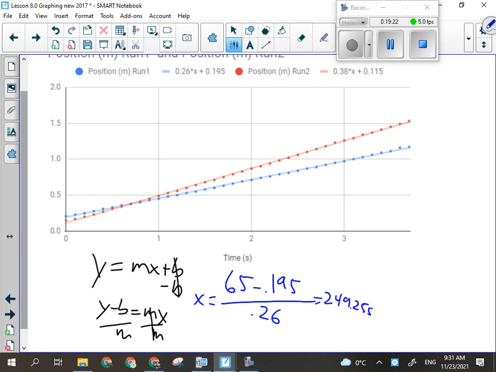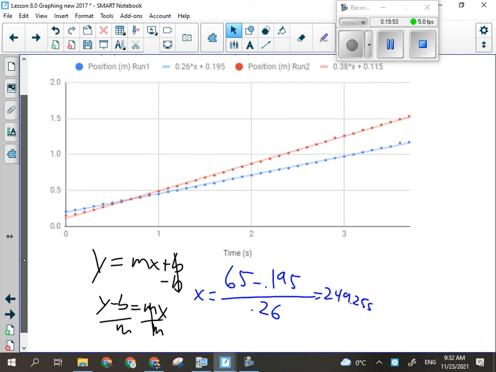Okay, if you didn't get that answer, you didn't quite do everything like I did. If you punch 65 minus 0.195 divided by 0.26 into your calculator all in one step, you do not get this answer, because your calculator will follow order of operations and do the division first, and then subtract that number from 65, which does not give you the correct answer. So you have to do the top divided by the bottom, and then you will get the right answer. You have to outsmart your calculator.